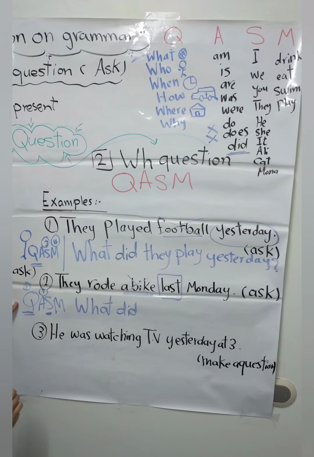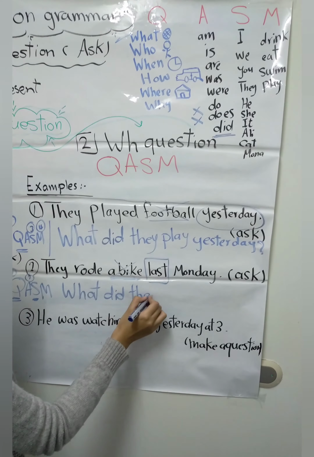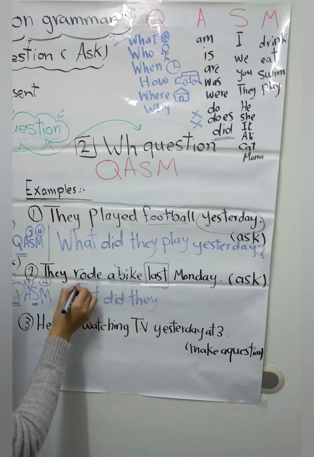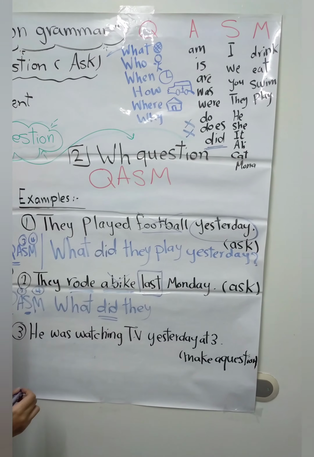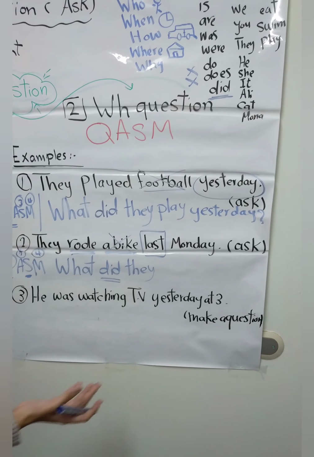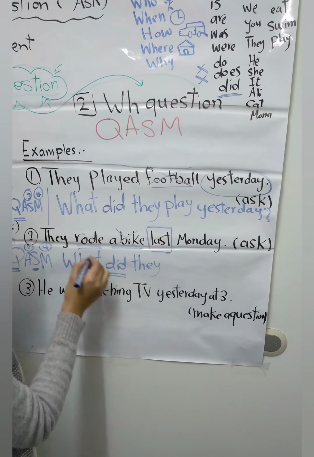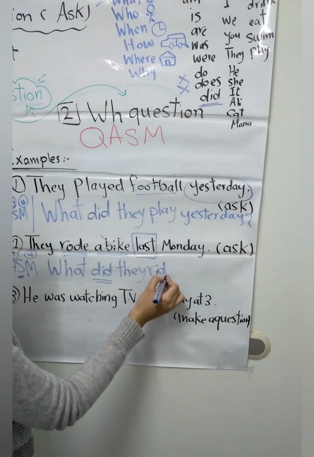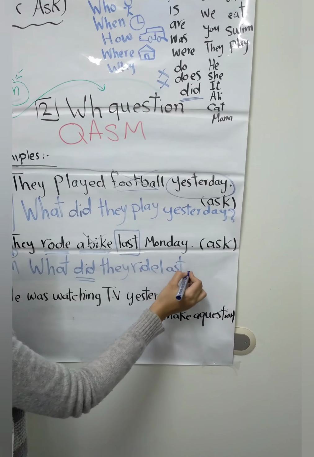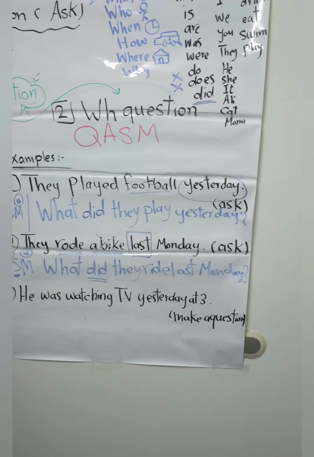Number 3 is subject. Where is the subject? They. Number 4, main verb. Where is the main verb? Rode. After did the verb is infinitive, so we put the verb in its basic form. We bring back the original verb, Junior. Rode becomes ride. What did they ride last Monday? And don't forget the question mark.